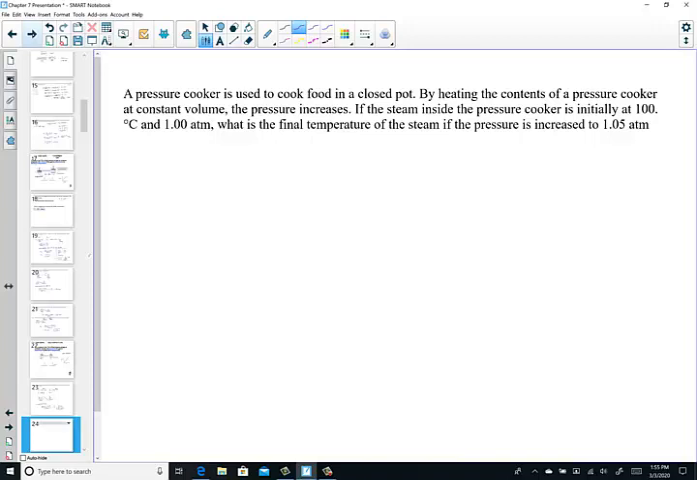By heating the contents of a pressure cooker at constant volume, the pressure increases. If the steam inside is initially at 100 Celsius at a pressure of standard unit 1.0 atmosphere, what is the final temperature if the steam increased the pressure to 1.05 atmosphere? Oh, so the pressure went up a little from 1 to 1.05 atmosphere. So what happened to the temperature?